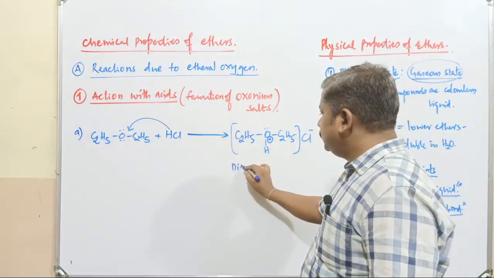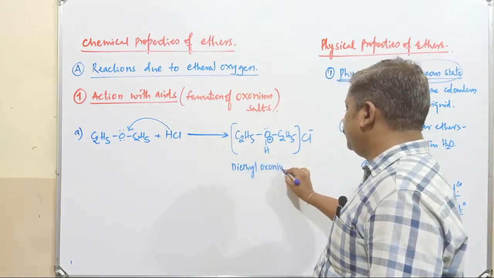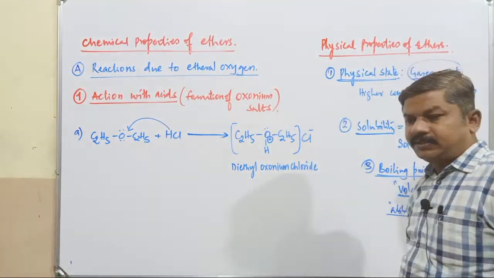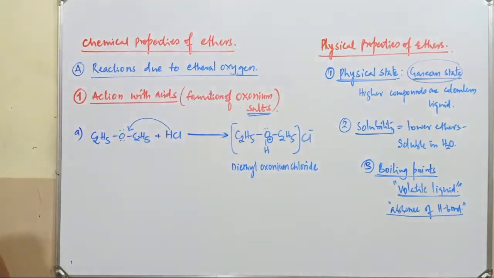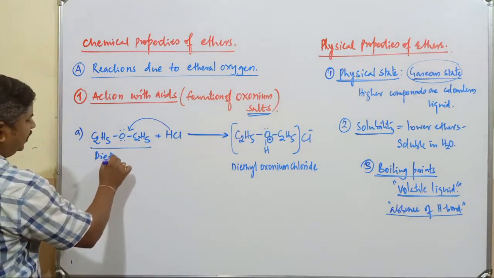This compound is known as diethyl oxonium chloride. It's a salt. This is the formation of this particular oxonium salt, diethyl oxonium salt. What's the name of this ether?